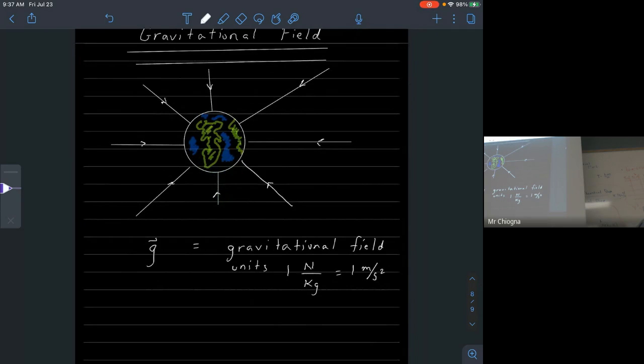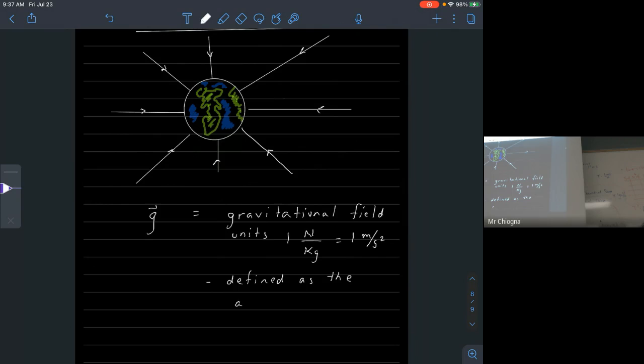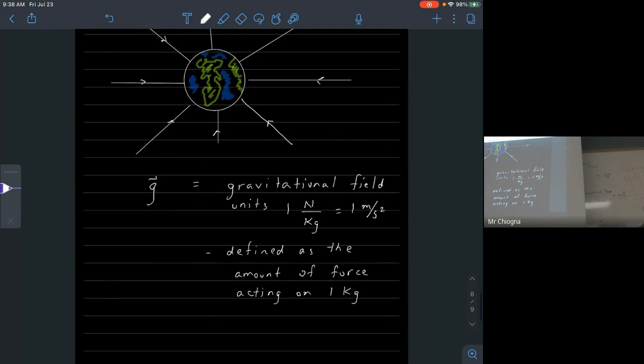Okay. It's defined as the amount of force acting on 1 kilogram at a particular point in space.